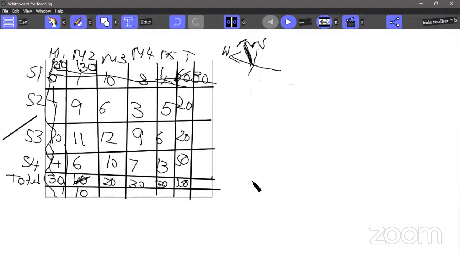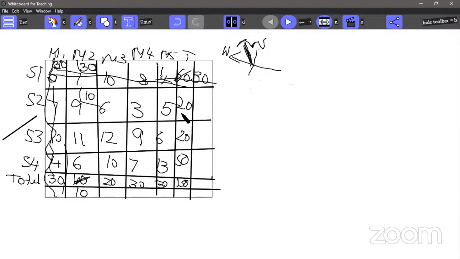Is it clear so far? Now we will come to S2. From S2 to M2, can't we supply 10 units? We can. So write down 10. Why am I writing only 10? S2 can supply 20, but how much is M2 requiring? Only 10, isn't it?